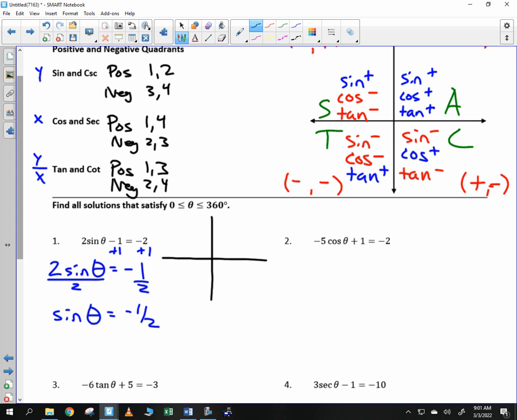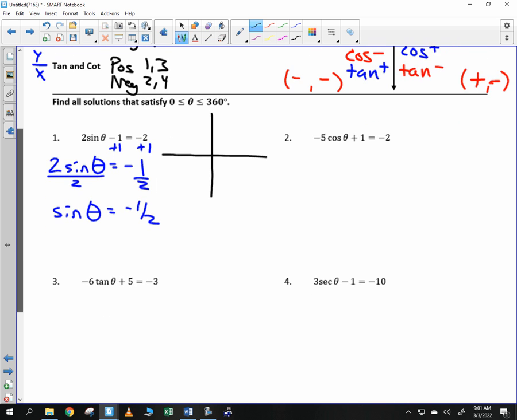So I have to go back and reference. Once I've referenced that, what that means is I'm in the third quadrant and I'm in the fourth quadrant. And I draw those reference angles there. Okay? You may say, I don't know how big to make the reference angles. Doesn't really matter. Just make some reference angles. And then we go to our calculator.